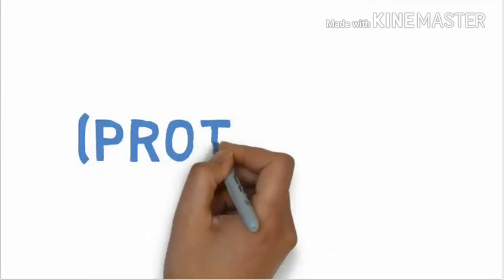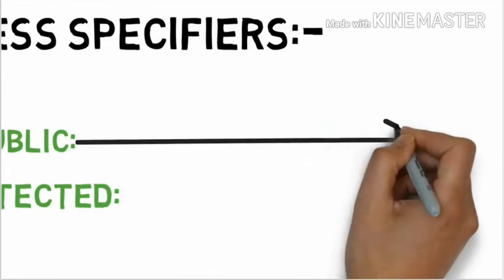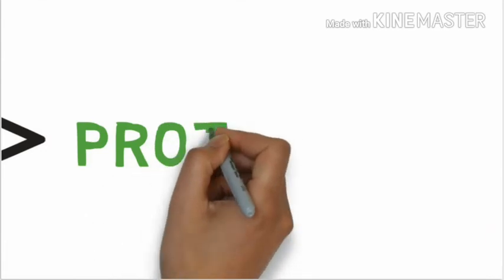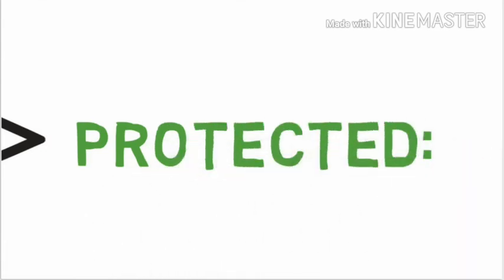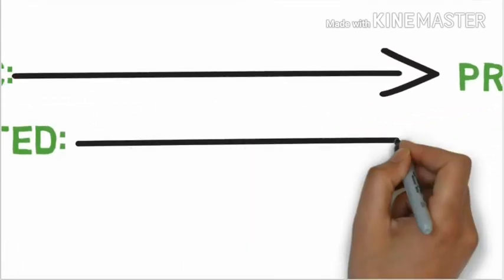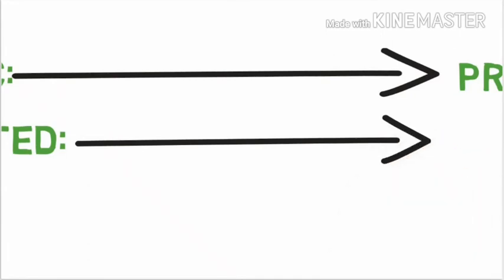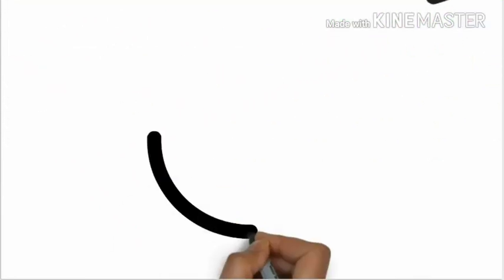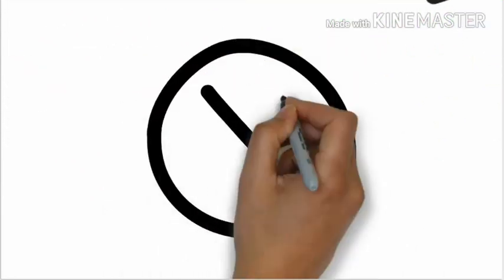Now if we inherit them as protected, the public will change to protected. The protected will remain protected. And as earlier, the private will not be inherited as protected as well.